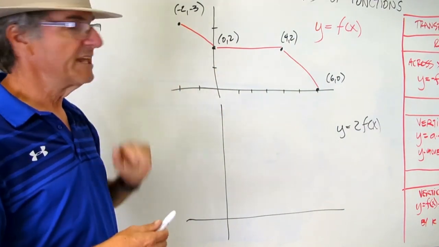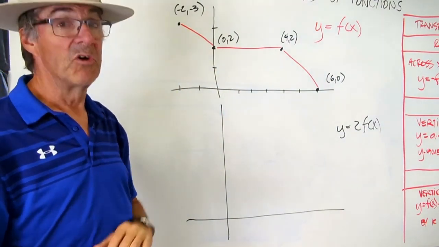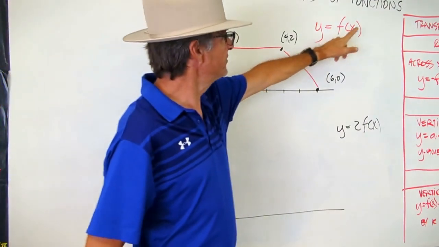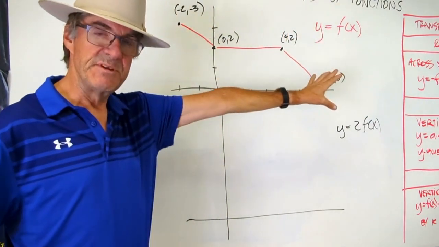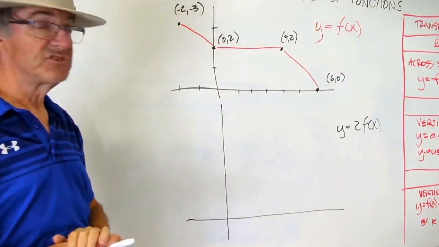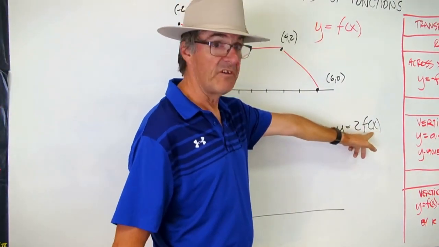And these are all linear. We could figure out those rules, but for this activity or this problem, we don't even need to do that. So this function is y equals f of x. We could denote that in piecewise notation and get all complex with that, but we don't need to, because what I'm going to ask you to do now is graph y equals 2 times f of x.